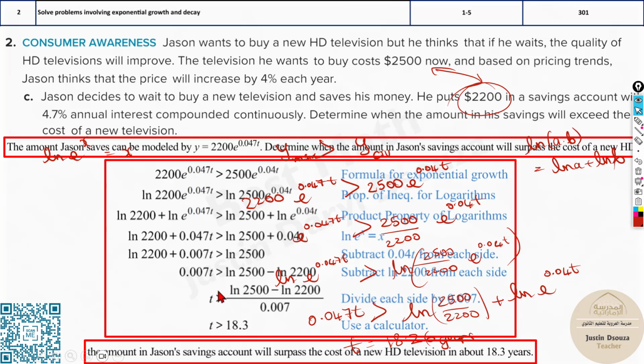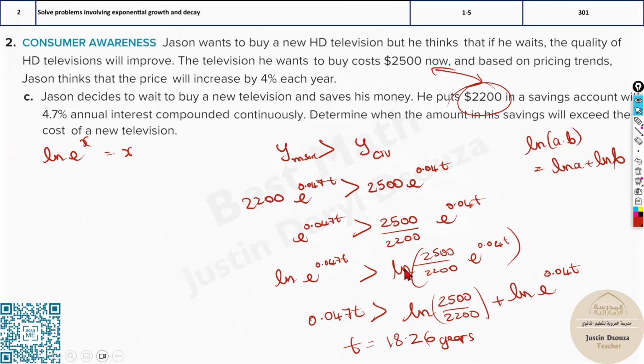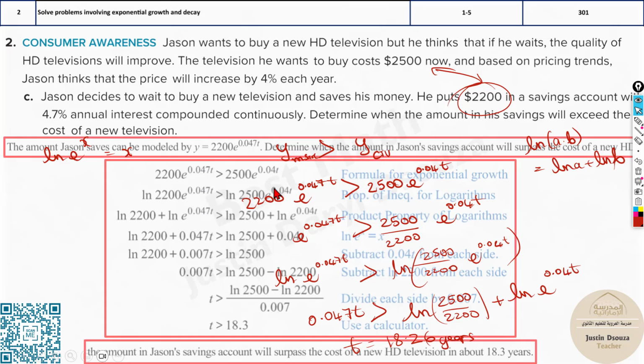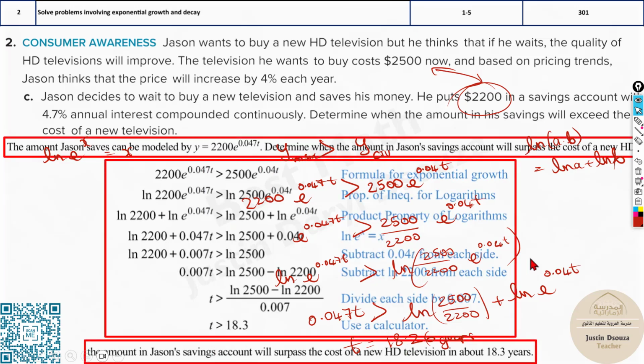See the inequality, just write at least a few steps. What we have written is more than enough. If you want, you can even continue more answers. And now round it. It's not mentioned to round off this answer to the nearest 10th or 100th or 1000, so I've taken 2 decimal points, that's fine. Or you can do a single decimal point, it's years, it's time. It'll take 18.3 years.